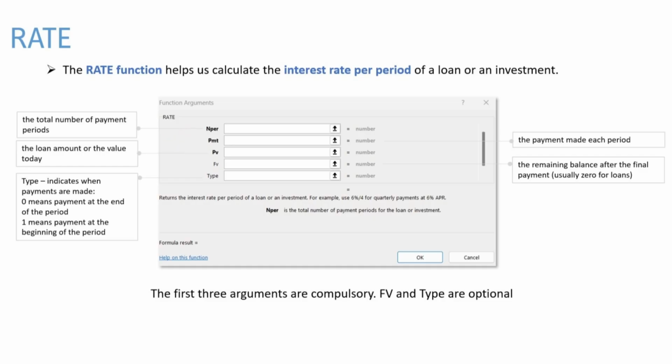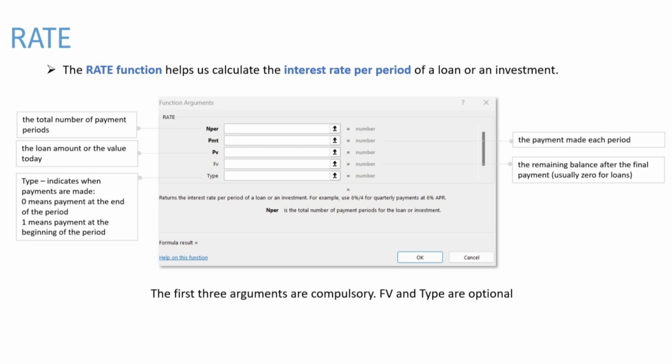PMT, or payment, is the payment to be made in each period. The present value is the loan amount or the value today. And FV is the future value, the remaining balance after the final payment, usually 0 for loans. And type indicates when the payments are made. 0 means payment at the end of the period, and 1 means payment at the beginning of the period.